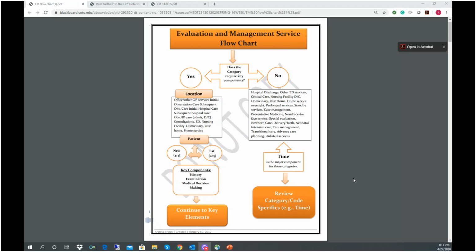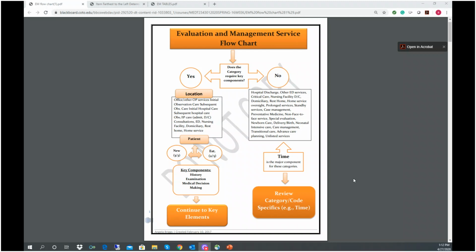The others are hospital discharge, other emergency department services such as en route, like ambulance services, nursing facility discharges, prolonged services, standby services, and transitional care. Under those, time is a major component for these categories. So you're going to review the category specific for times.